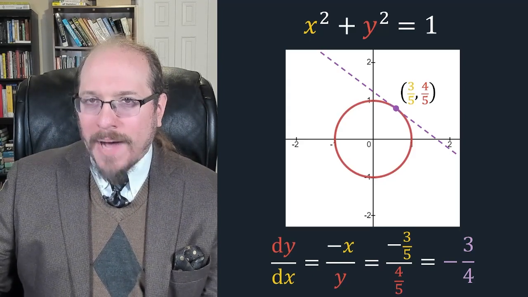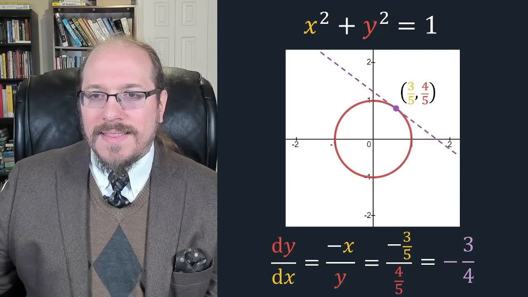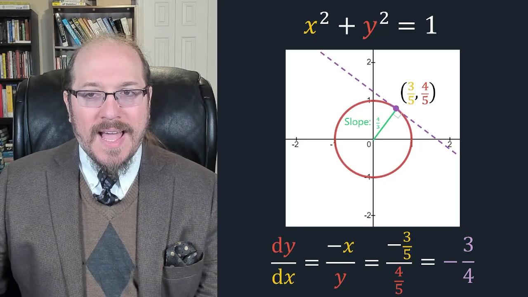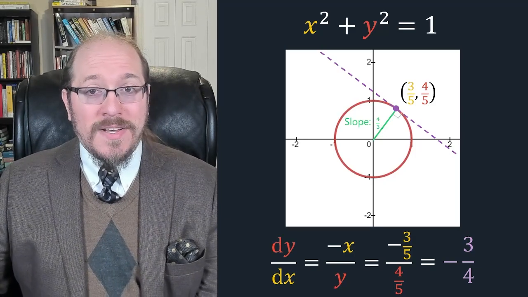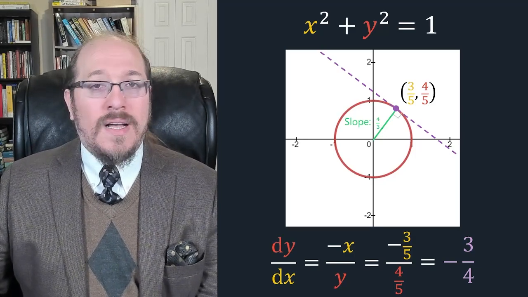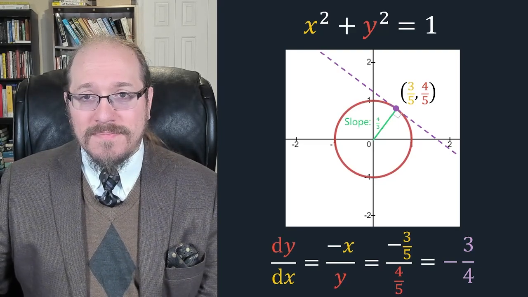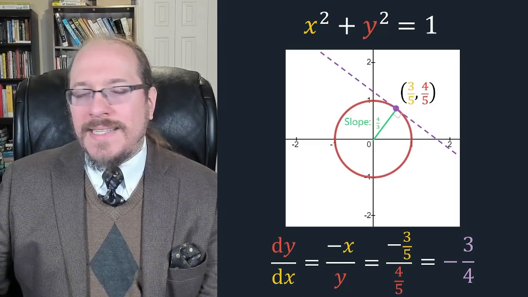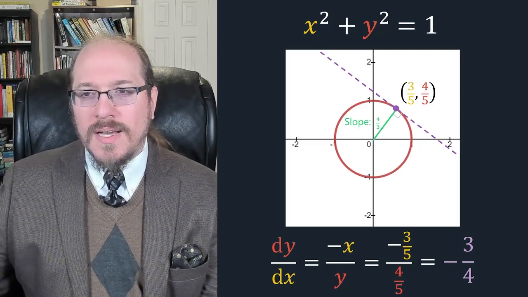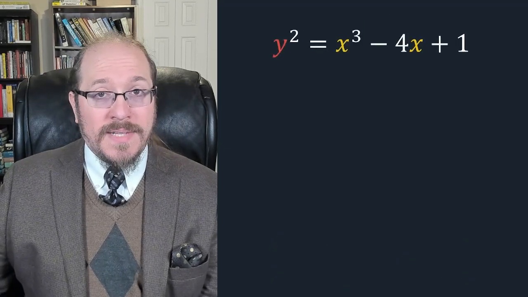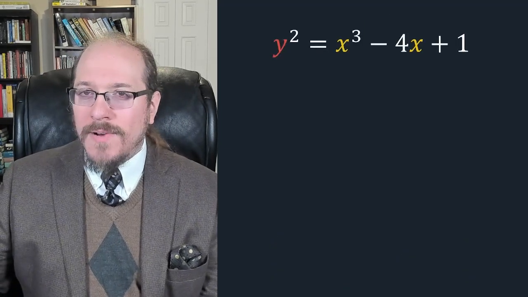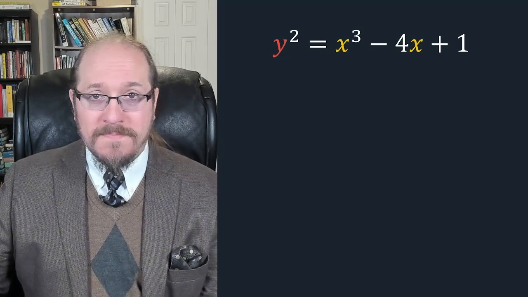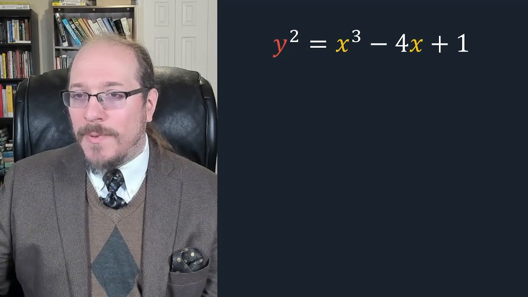By the way, you might remember from high school geometry that the tangent line to a circle is always perpendicular to the radius. And that's also the case here, since that's the negative reciprocal of the slope of the radius. It all checks out. Okay, now that we have an idea of how implicit differentiation works, let's try it out on our elliptic curve from earlier. You might want to pause the video here and try to work this out yourself before you move on. All right, ready? Here we go.